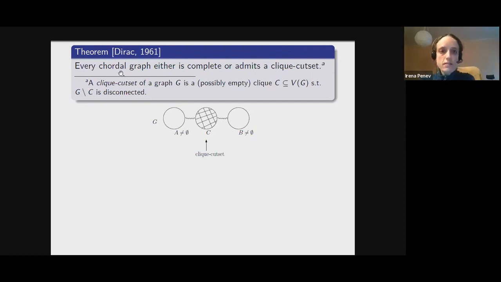Now, for chordal graphs, this is one of the first decomposition theorems in graph theory, not difficult to prove. It says that every chordal graph either is complete or it admits a clique cut set. Complete graph, what's that? Well, that's just a graph in which every 2 vertices are adjacent. And what's a clique cut set?